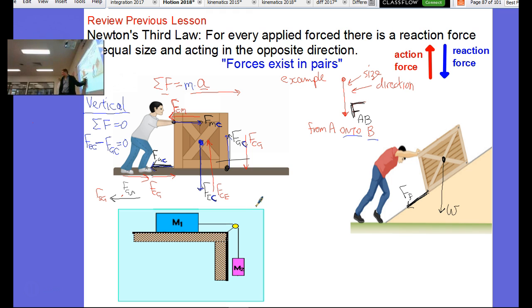Is there any other force acting on the crate? Yes, this is called the normal force, where the contact with the surface is pushing on the crate. Which way is that going? Perpendicular to the surface, very good. So it comes out exactly 90 degrees. Normal means a 90-degree angle out from the surface, and it's pushing the crate out this way. This is the normal force.